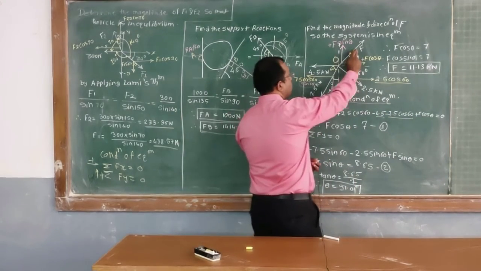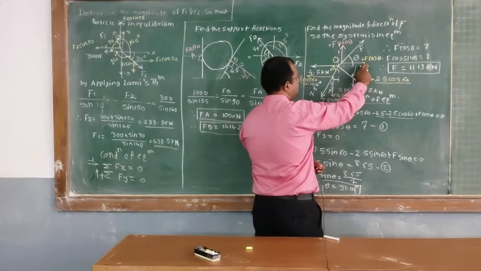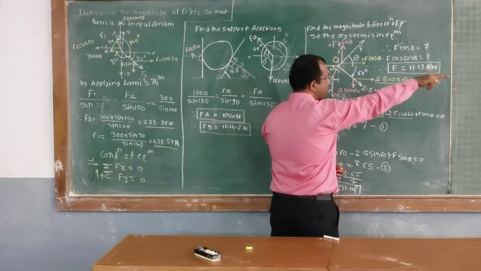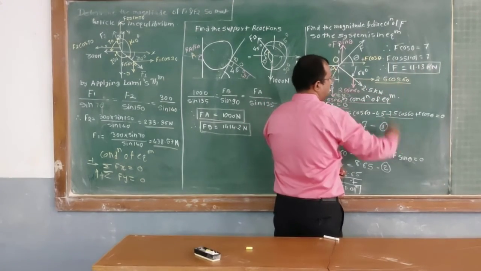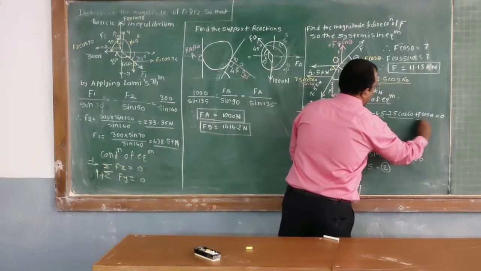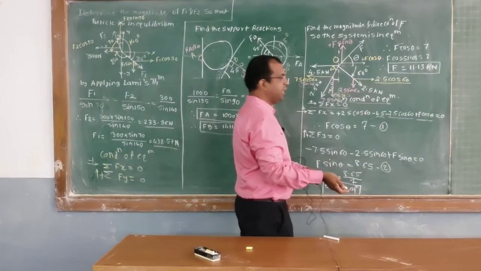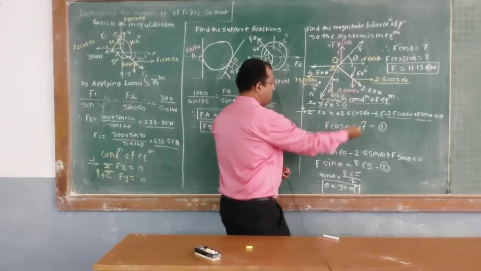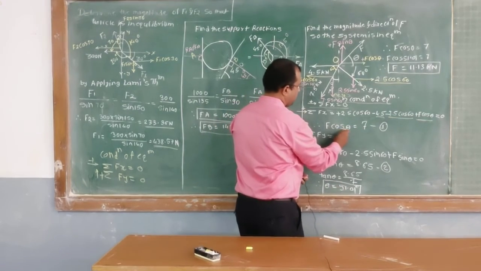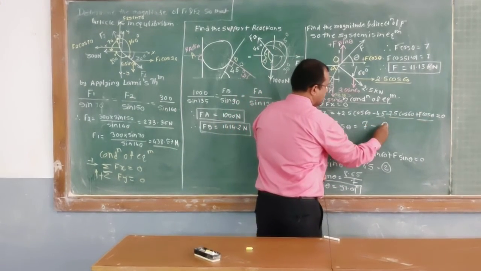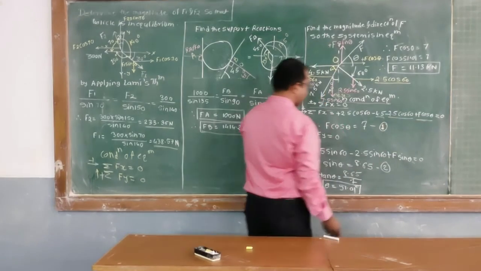Now come towards this force F, this is F cos of theta, it is going towards right or it is in first quadrant, therefore we can write down here F cos of theta, which is equal to 0 because it is condition of equilibrium. So if you simplify this, you will get equation F cos of theta is equal to 7. Let's say this is equation number 1.